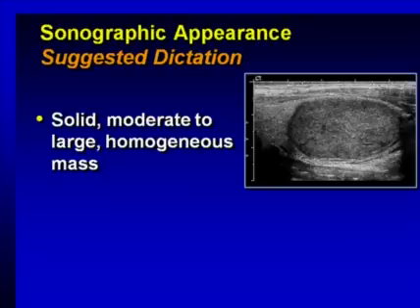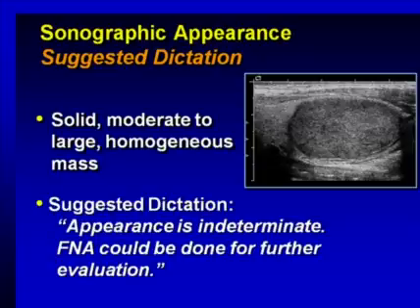And our suggested dictation when we see a mass such as this, a solid, moderate to large, homogeneous mass, we would say that the appearance is indeterminate. FNA could be done for further evaluation, knowing that many of these will be benign, but some could be malignant.